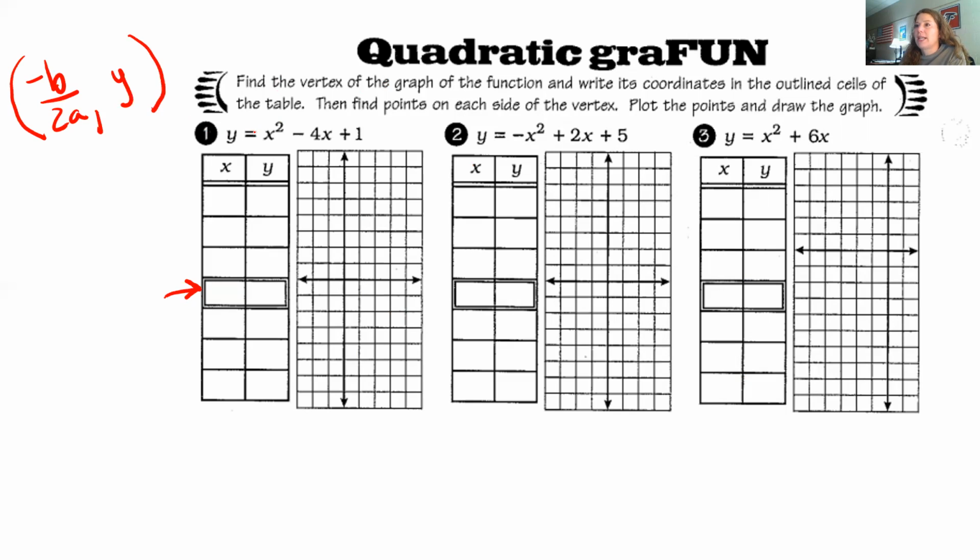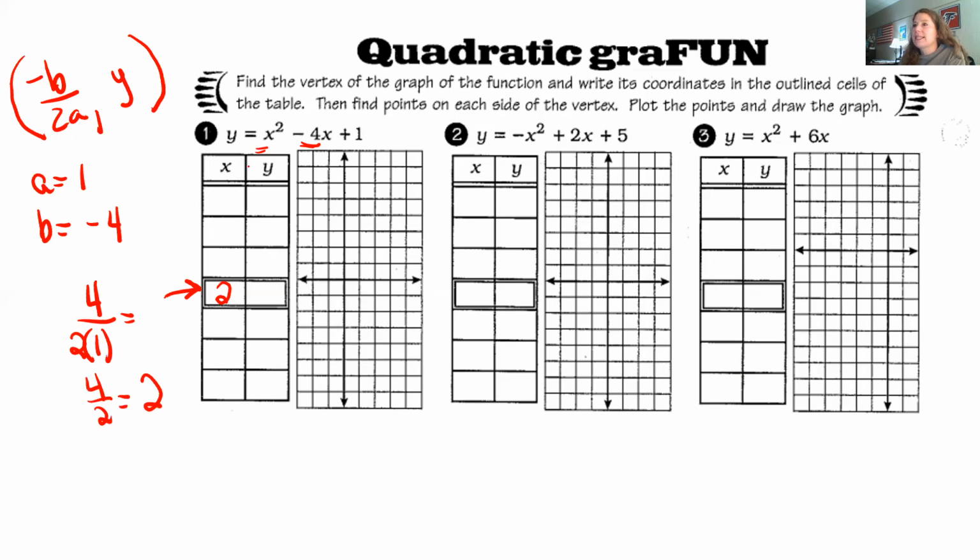So for number 1, our a is 1, our b is negative 4. So here's our b, here's our a. So we're going to do the opposite of negative 4. The opposite of negative 4 is positive 4 over 2a, and a is 1. So 4 over 2 is 2. So our x value is 2.